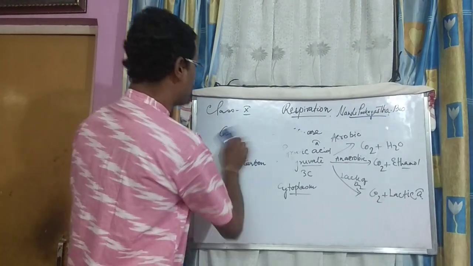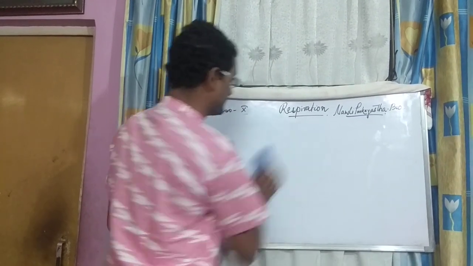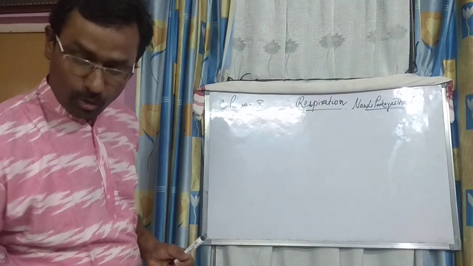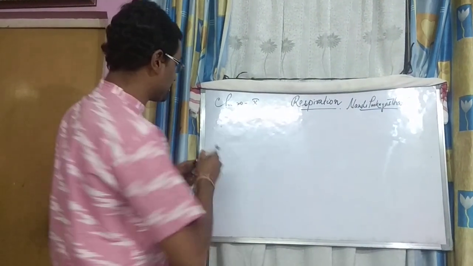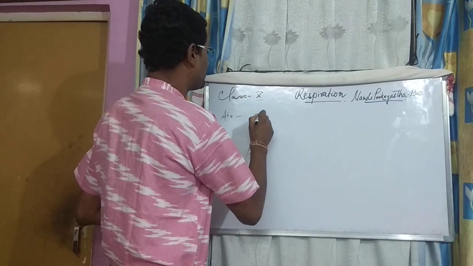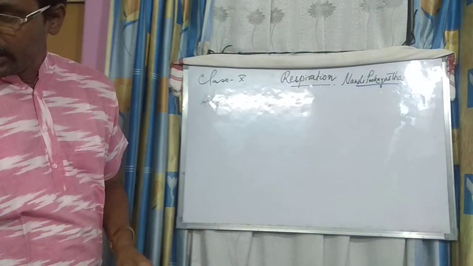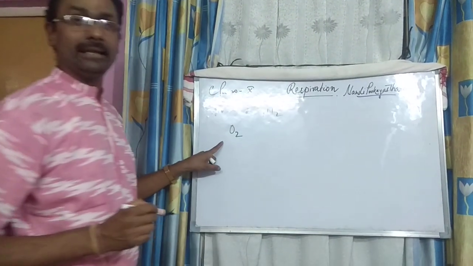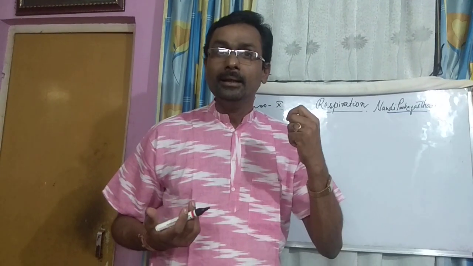Now let's come to another part. In respiration, we are finding another thing. See, air is a mixture of gases. What gases are there? Oxygen, nitrogen, a number of things are there. But out of all the gases that are present, why do we take oxygen? Why not nitrogen? Sometimes you think.